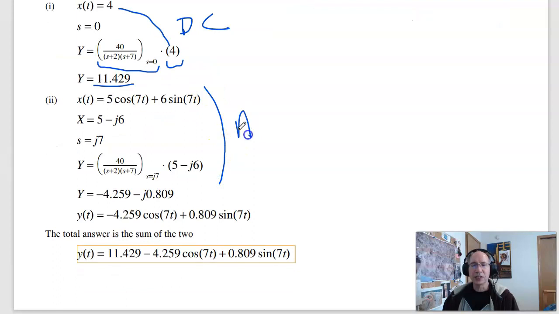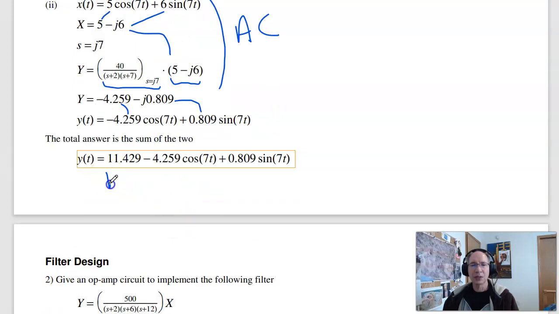AC is right here. The input for AC, the second term, is 5 cosine 7t plus 6 sine 7t. The phasor representation is 5 minus j6, 5 cosine, 6 sine. The frequency is 7 radians per second. This is the gain everywhere. All I care about is what's the gain at 7 radians per second. This is the input at 7 radians per second. Multiply it all out, I get a complex number. Real part means cosine, minus j means sine. The total answer then is your DC term plus the AC term. So there's y of t.